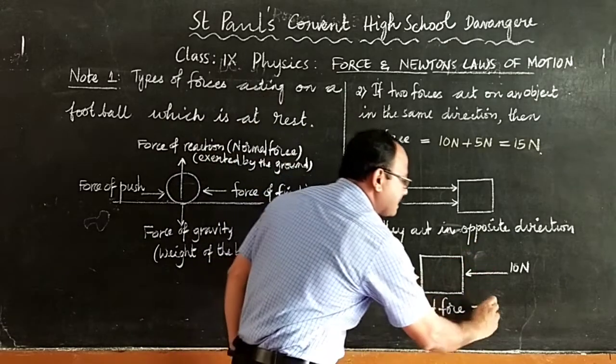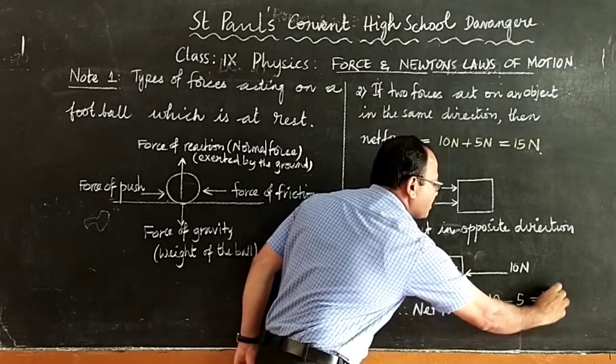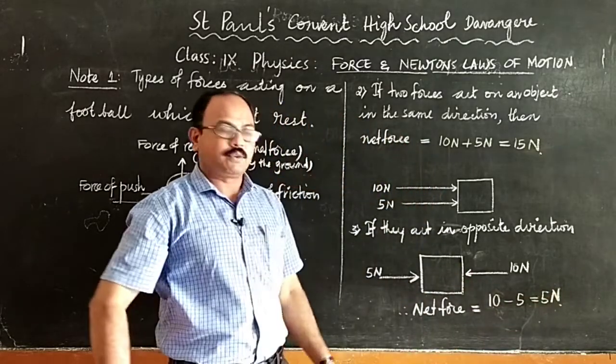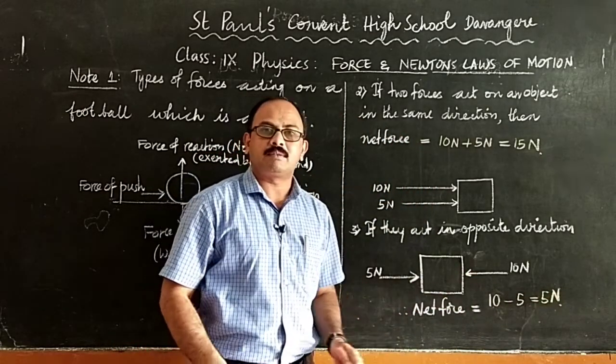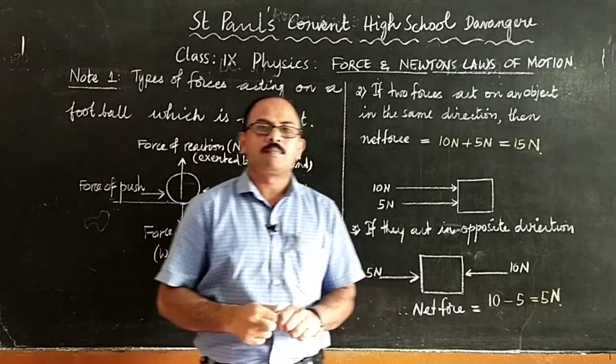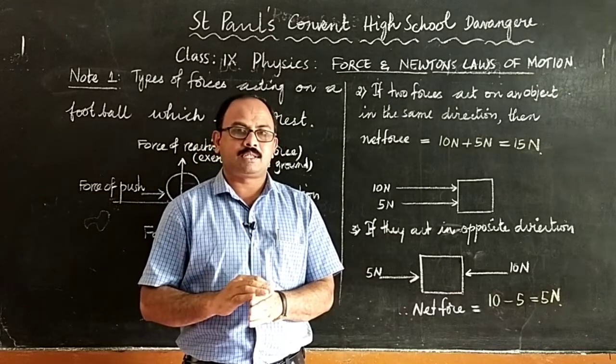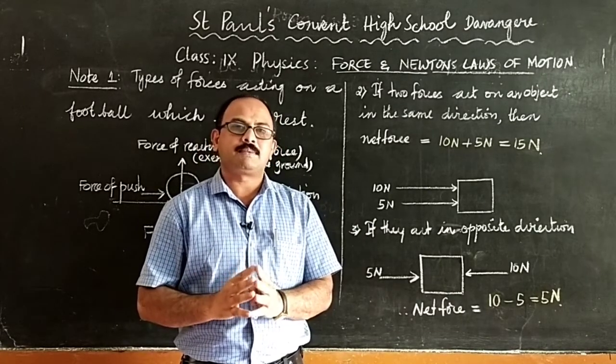Difference means always the greater minus the smaller: 10 minus 5 will be equal to 5 Newton. Net force will be equal to 5 Newton. These are the typical terms that we need to know before we go to balanced and unbalanced forces. It is an important concept, children.